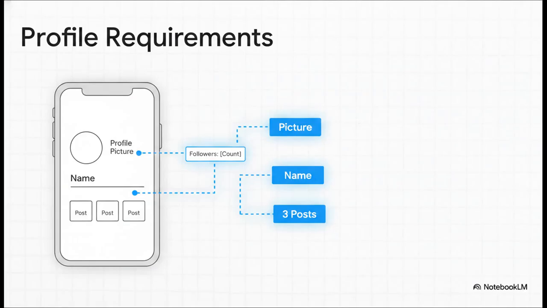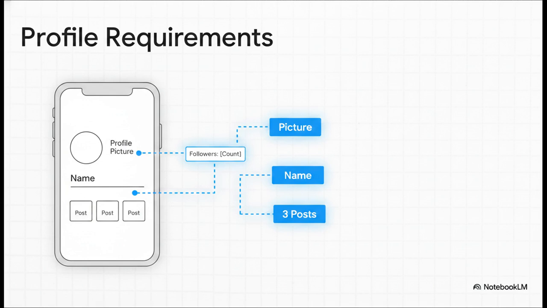Okay, let's make this totally concrete. Imagine you and I are building the next big social media app, and right now, we are programming the user profile screen. We've got our design mockup, and we know exactly what data this specific screen requires to load properly. We need the user's name, their profile picture, their latest 3 posts, and their total follower count. That's it. Nothing more, nothing less.